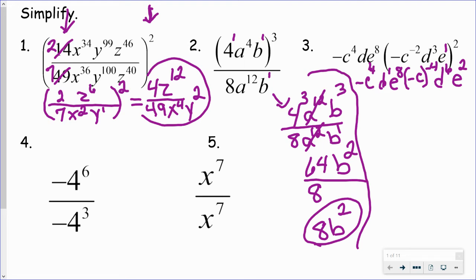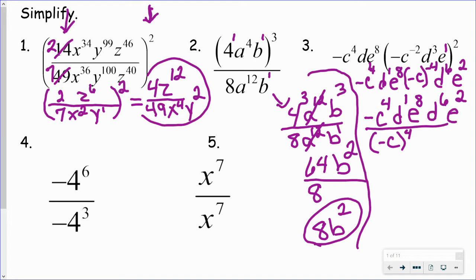That becomes a little different. But if I want to keep that negative c to the 4th, d to the 1st, e to the 8th, now notice I have a negative c. I'm making this exponent happy, so I'm putting it in the other part of the fraction, which is the denominator, d to the 6th, e squared. That's if we like to keep them happy.